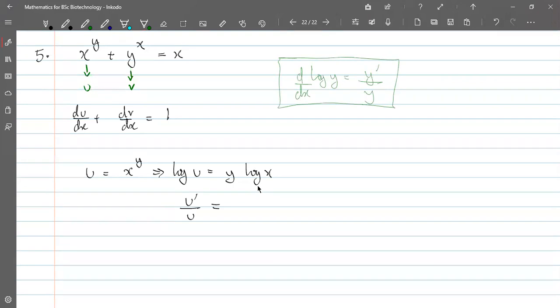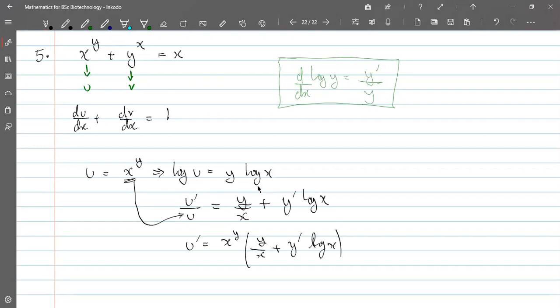So yeah, u prime upon u is equal to, on the other side, you have y times the derivative of log x, that's y by x, plus log x times the derivative of y, that's y prime. Okay. And therefore, u prime is equal to u times this. But what is u? It is x to the y, right? So x to the y times y by x plus y prime log x.